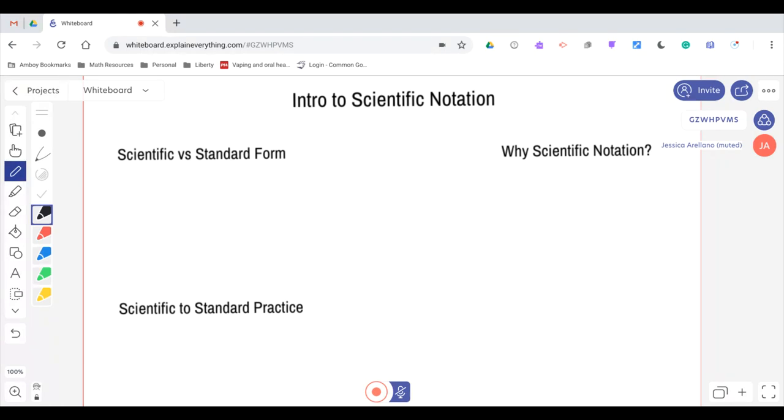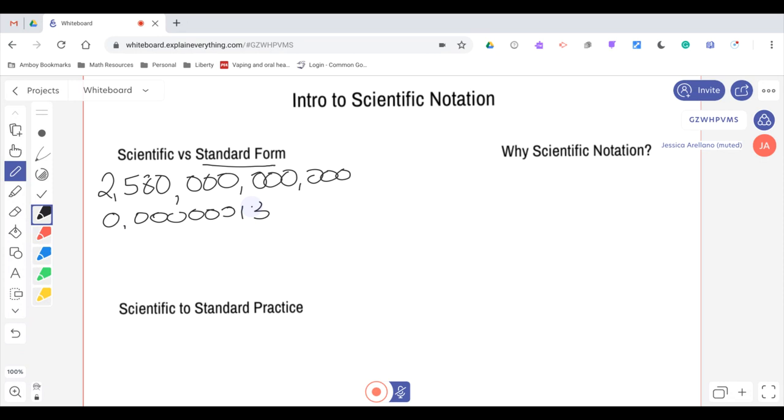Okay, so for those of you not in chemistry yet, let's start with standard form. Standard form is just when you have a very large number, and it's just very, very long. It can also be very, very small, as in a decimal with lots and lots of zeros. These are all in standard form.